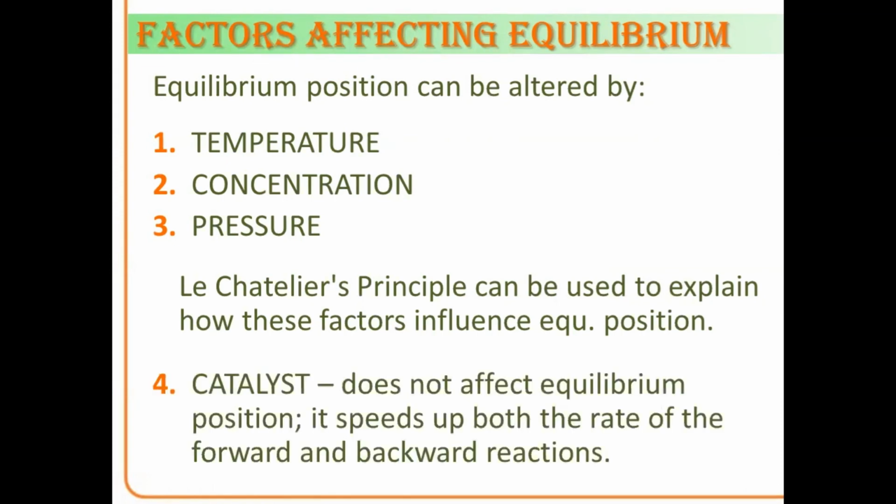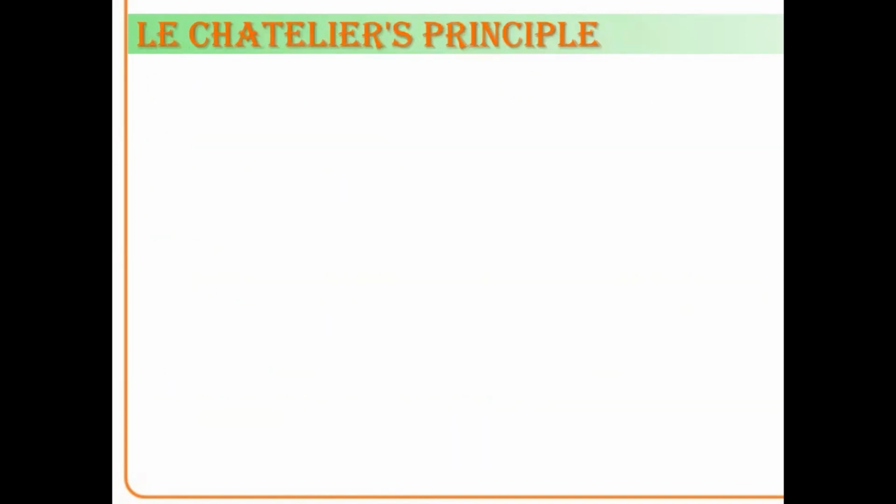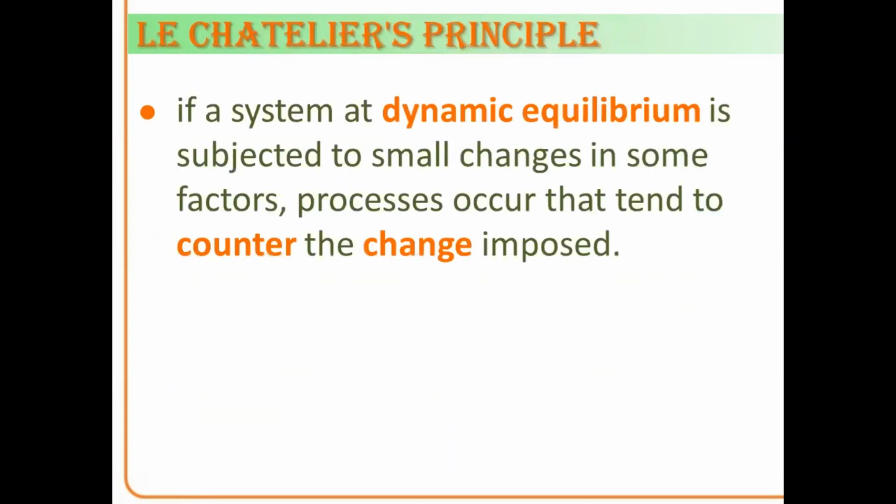And when we discuss these factors, there is another factor, the catalyst. The catalyst does not change the position of equilibrium. All it does is speed up the rate of reaction, but it speeds up the forward reaction and the backward reaction by the same magnitude. Let's talk briefly about Le Chatelier's principle. Le Chatelier's principle states that if a system at dynamic equilibrium is subjected to small changes in some factors, processes occur that tend to counter the change imposed.